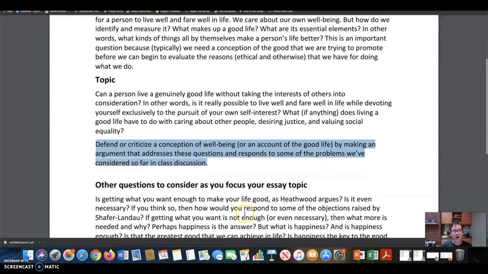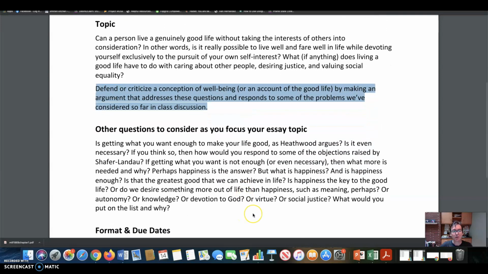Here are some other questions you can also consider while you're trying to focus your essay topic. The topic that I've just walked you through is the goal of the essay. But as you're formulating your thesis and developing your argument, here are some other questions that might help you get there. Thinking about the Heathwood argument, is getting what you want enough to make your life good? It's both necessary and sufficient, Heathwood thinks. Is he right to argue that?